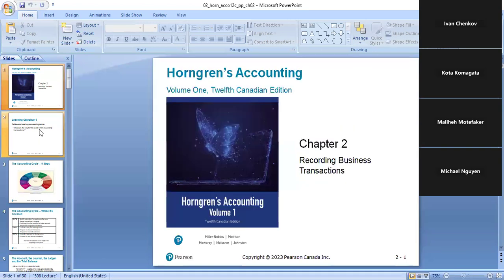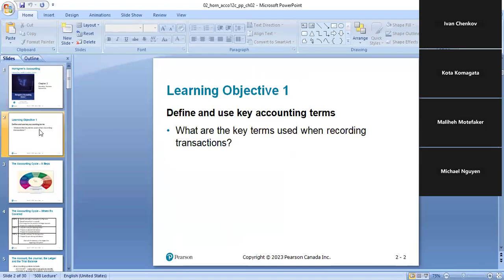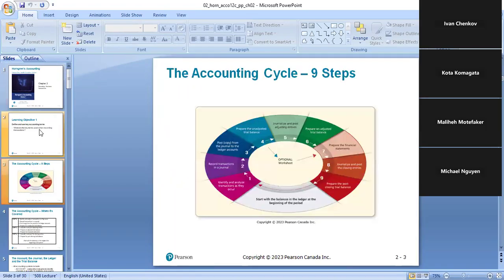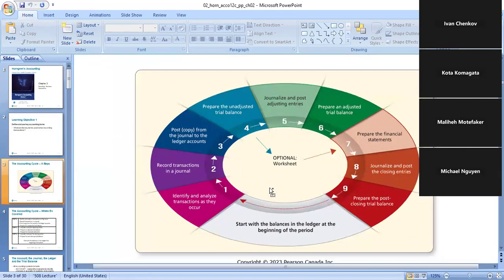First, this chapter is about recording business transactions. So we're going to set up a way to record the business transactions. Let's go with the accounting cycle. What we're going to do is start the accounting cycle.